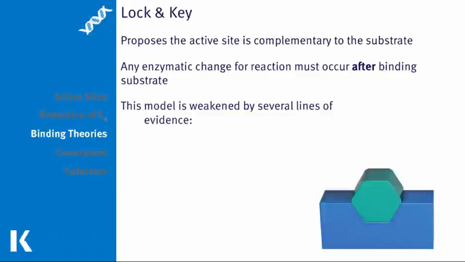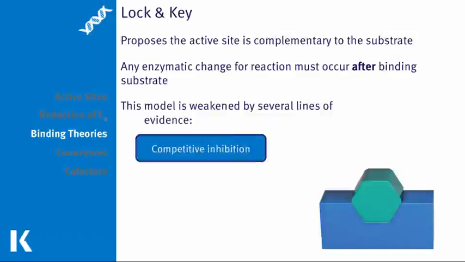There are some things that seem to indicate it doesn't tell the whole story. Competitive inhibition is one of these clues. This is when something that isn't the substrate binds onto the active site, competing with the substrate and preventing the enzyme from working. This contradicts the lock and key hypothesis because if a competitor can bind, then that means there's more than one key that fits into this particular lock.